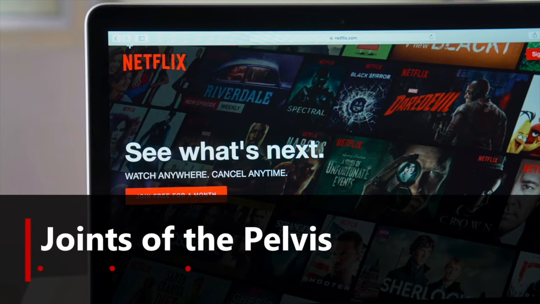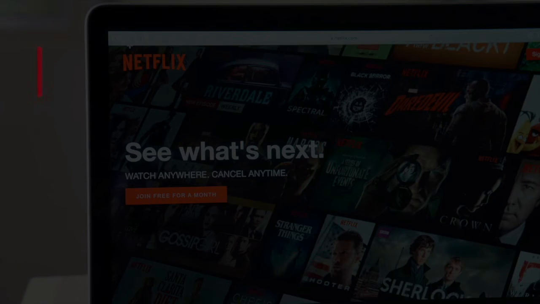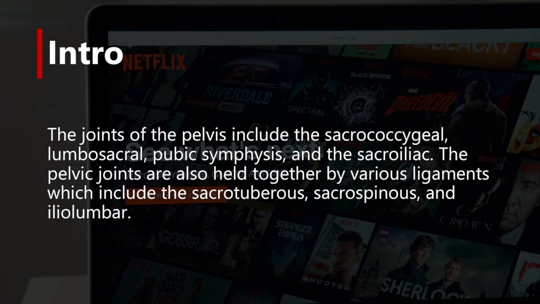And now we have joints of the pelvis. A little overview. The joints of the pelvis include the sacrococcygeal, lumbosacral, pubic symphysis, and sacroiliac. The pelvic joints are also held together by various ligaments, which include the sacrotuberous, sacrospinous, and iliolumbar, but we won't talk about the ligaments right now.